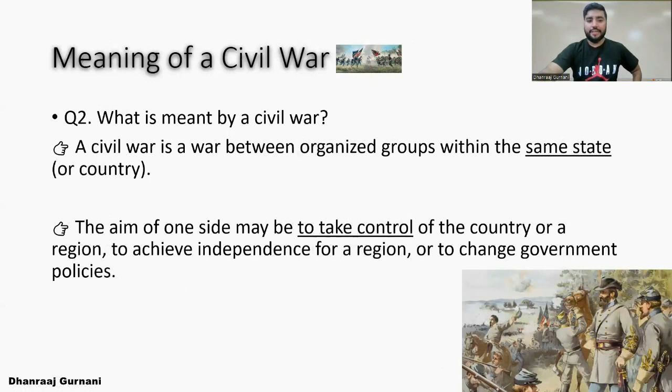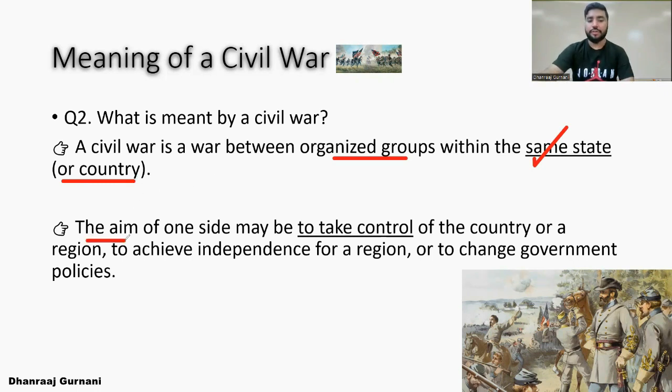Before we go ahead, let's see what is meant by a civil war, because that's the name of the chapter, right? American Civil War. What is meant by a civil war? A civil war is a war between organized groups, and these organized groups are within the same state or same country. So there are two organized groups fighting, and these two groups are within the same state or same country.